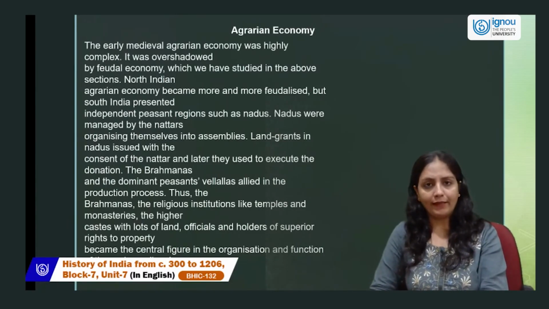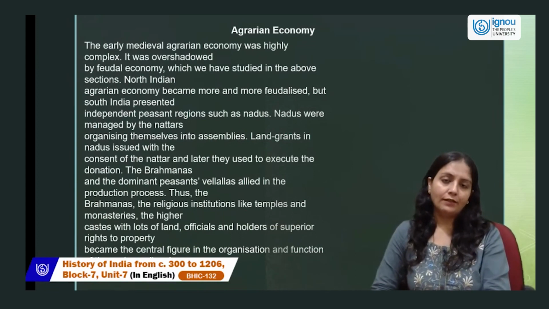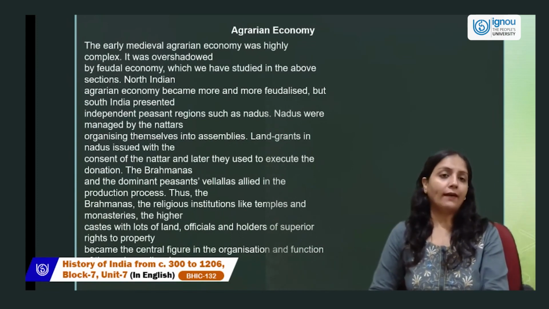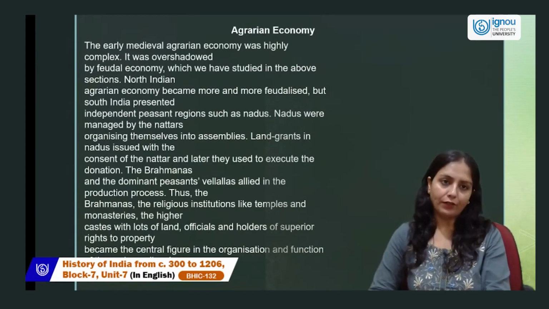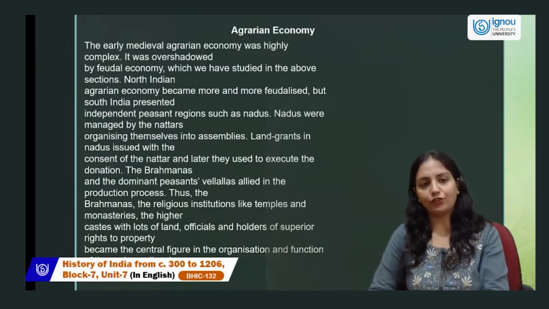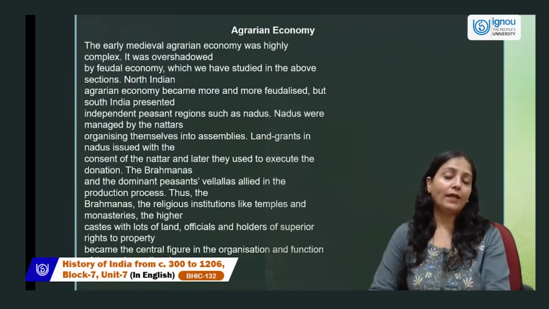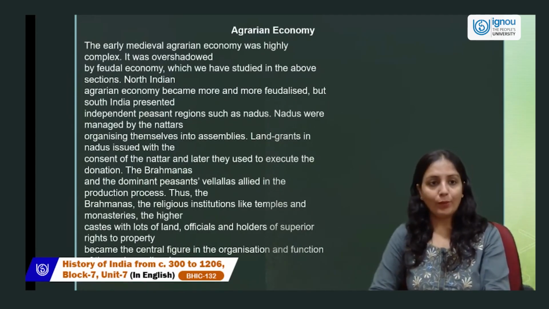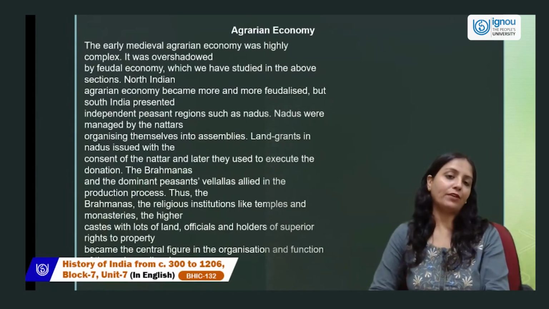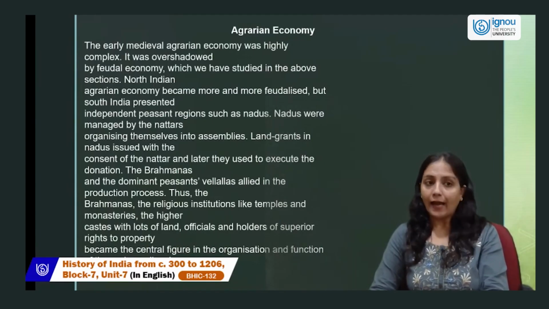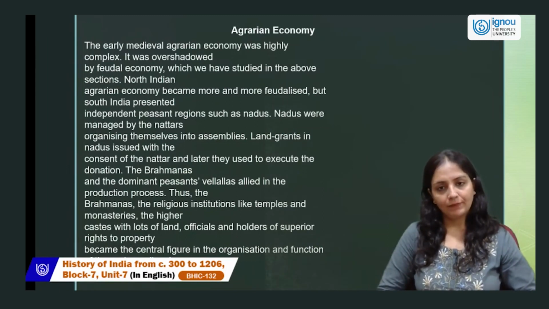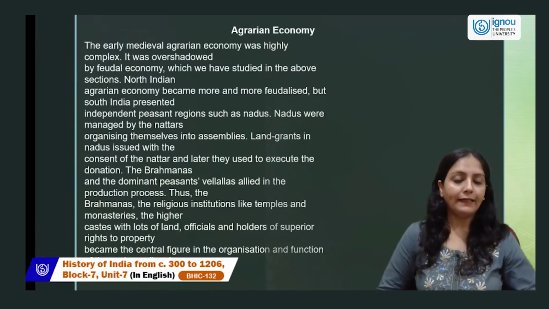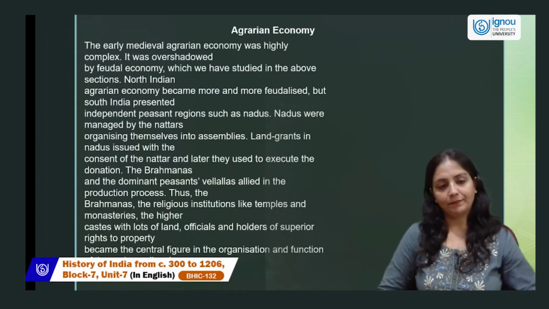What is the agrarian economy at that time? Because with the help of agriculture, the economy will be increased. The early medieval agrarian economy was highly complex. It was overshadowed by feudal economy, which we have studied in the above sections. North Indian agrarian economy became more and more feudalized. But South India presented independent peasant regions such as Nadus. Nadus were managed by Nattars, organizing themselves into assemblies. Land grants in Nadus were issued with the consent of Nattar, and later they used to execute the donation.